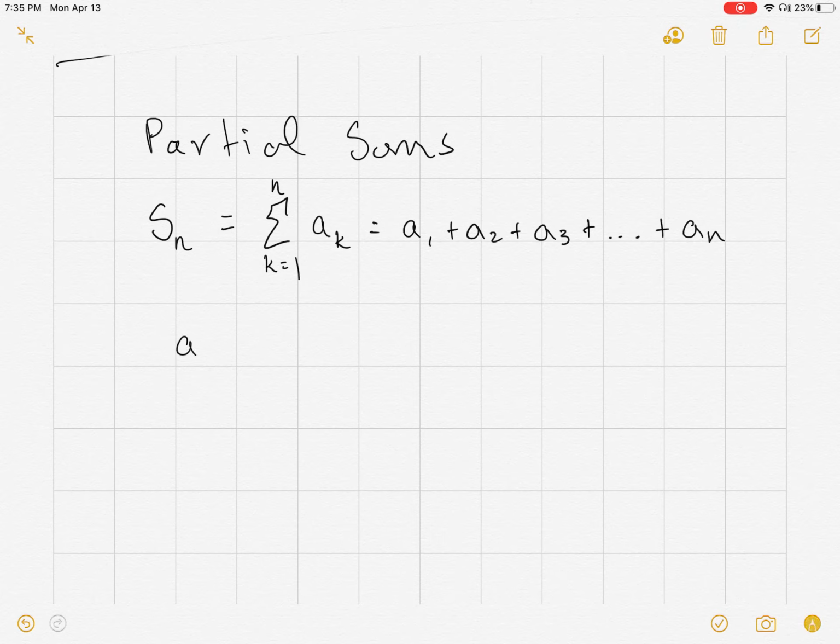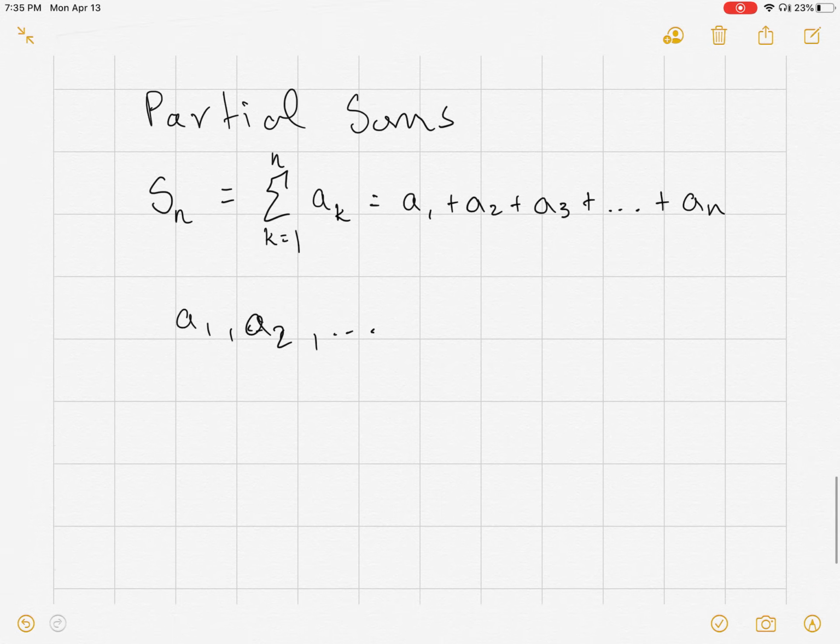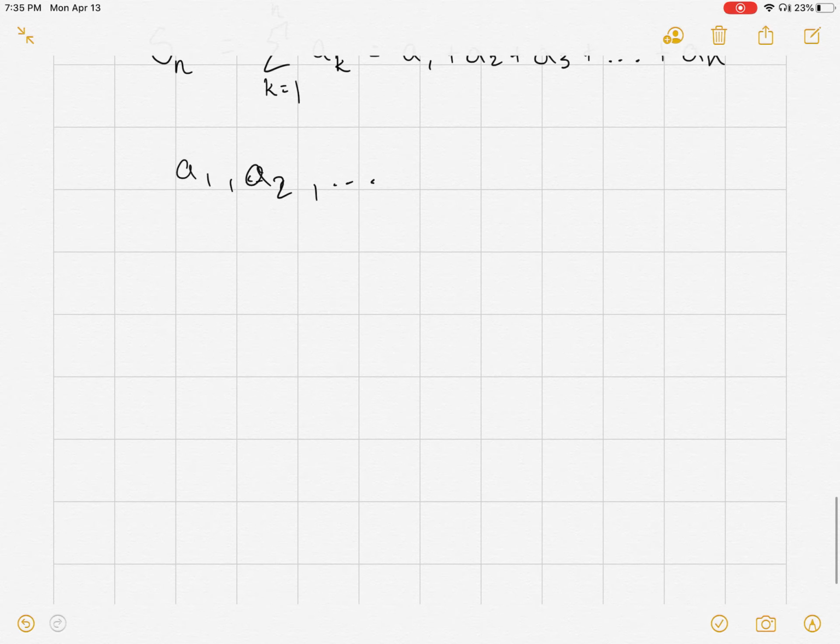We're taking a sequence a1, a2, and so on, and we're adding together the first n terms of that sequence. Oftentimes, we're going to want to write out an explicit formula for what the nth partial sum is going to be. So I'm going to give you an example here of how we can go about doing that.